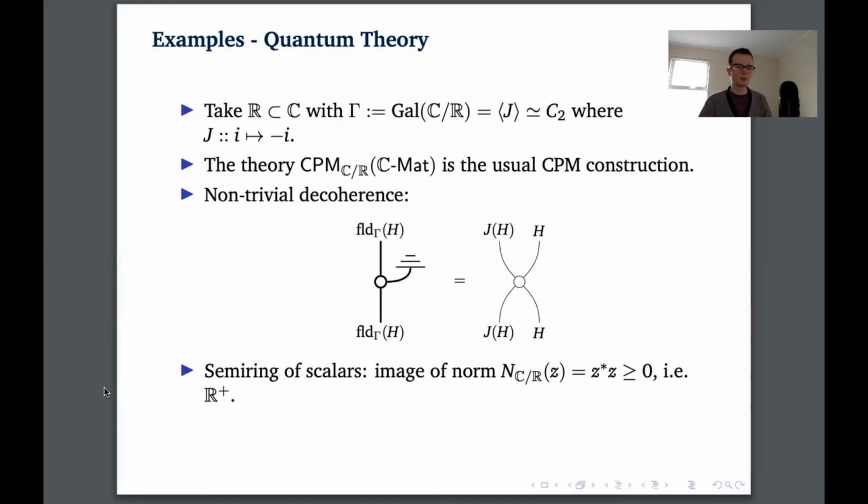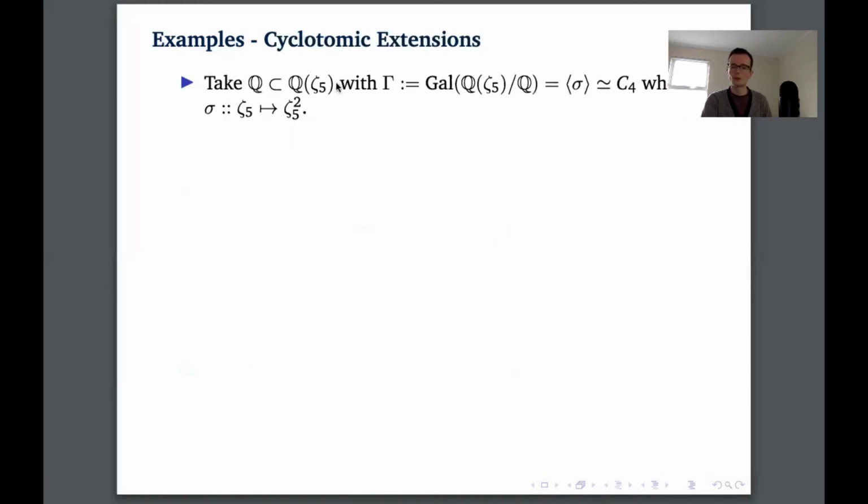Okay, so now for a more exotic example, take the fifth cyclotomic field. So this is a Galois extension of the rationals with Galois group isomorphic to C4. It has one non-trivial subgroup, which is isomorphic to C2.